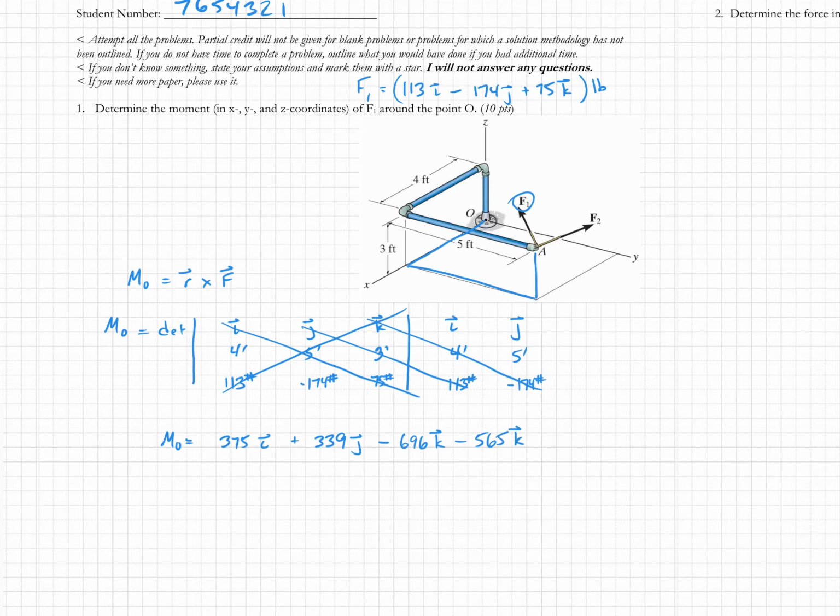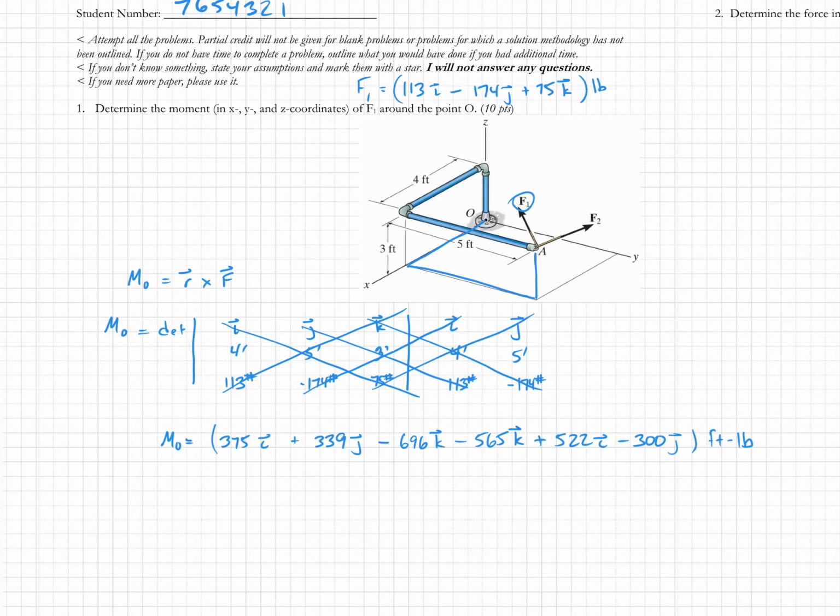3 times 174, that's negative, but then it gets negated again, so it becomes positive. Plus 3 times 174 is 522, and that has an I. And then this will have a negative, so that'll be minus 4 times 75, which is 300 J. Anyway, J. The units on this, which I decided to move to the end, are foot-pounds. Sometimes they're written pound-feet, but I think foot-pounds is much more normal.